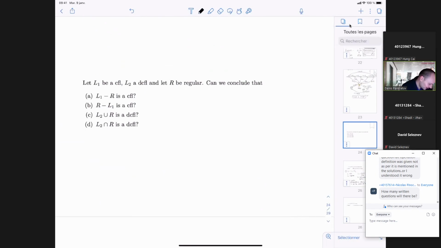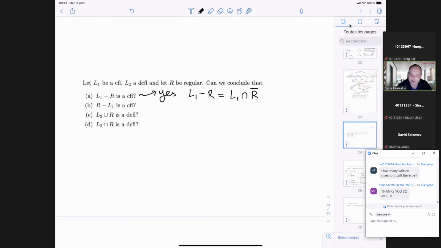Okay, so very quickly, due to time constraints, unfortunately, I won't be able to get to all the questions, but I'll just quickly do these parts and wrap up here. Here we have L1, which is context-free, L2 is deterministic context-free, and R is regular. Can we conclude that L1 minus R is a context-free language? In this case, the answer is yes, because L1 minus R is the same thing as L1 intersection R complement.